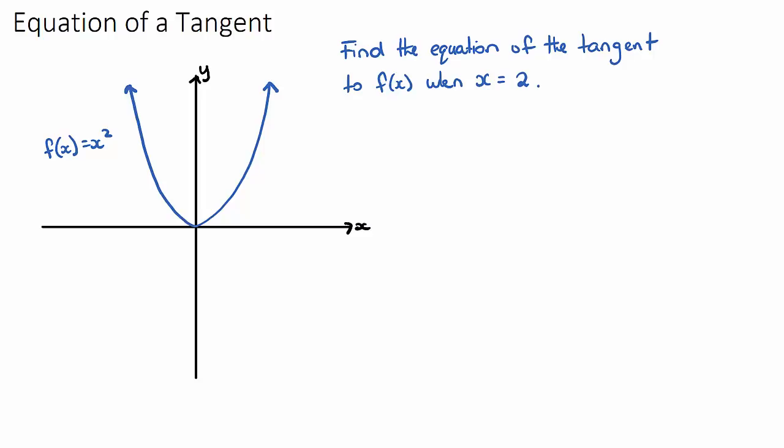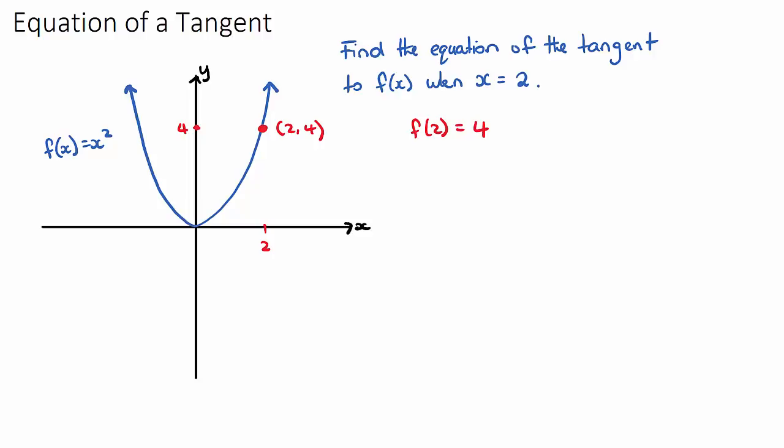Okay, so the question says find the equation of the tangent to our function f(x) when x is equal to 2. So on our x-axis here, when x is equal to 2, if we go up, we can go to where our y value is, and we can find the y value just by subbing in 2 into our original equation. So f of 2 will be 2 squared, which is 4. So this is 4 here, and we know this point has the coordinates (2, 4).